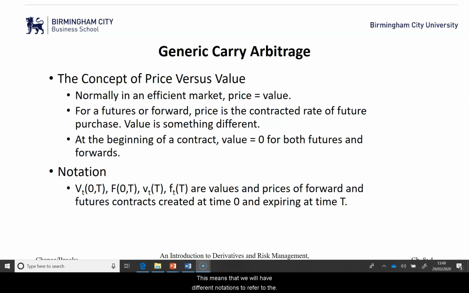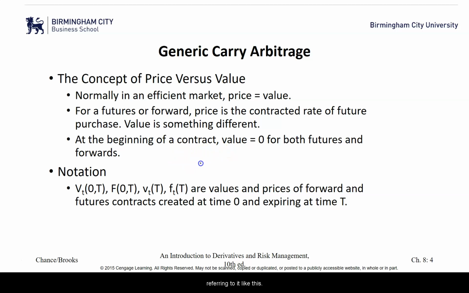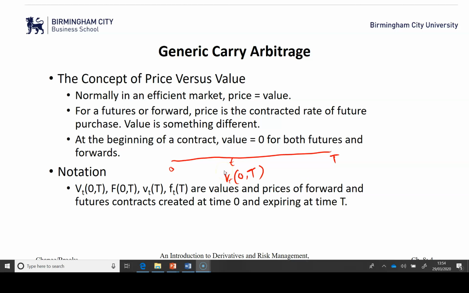This means that we will have different notations to refer to the price of a future or a forward, or the value of a future or a forward. So this is the value of a forward contract at time t, small t, that was initiated at time 0 and expires at time T. So on the timeline, we are referring to it like this. This is time 0, this is time t here somewhere, and this is the expiration. So the value of the forward contract at time t, that was initiated at time 0 and expires at time T here.